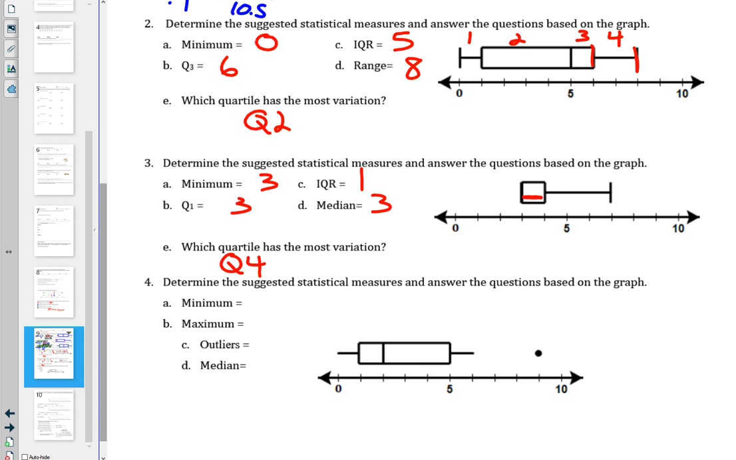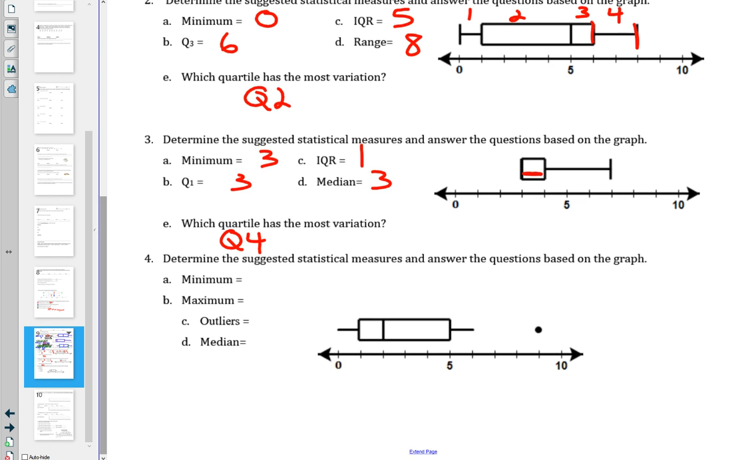Determine the suggested statistical measures again. All right, so here for the first time we have an outlier. Just for fun, what's our outlier here, so that we know how to read a box and whisker plot? What's my outlier? 9. Yeah, 9 looks like an outlier.